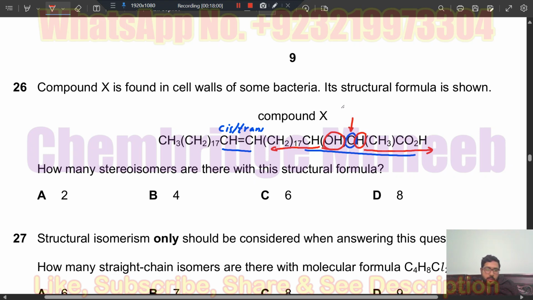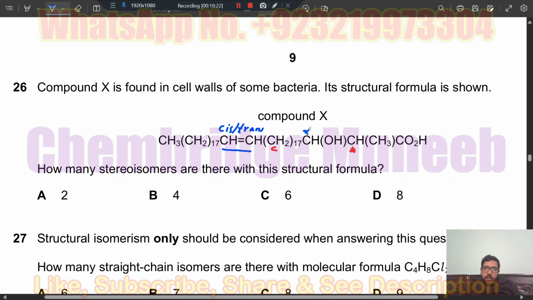So this can be considered to be the optical carbon. This is an optical, or we can say this is the asymmetric carbon here. This is an asymmetric carbon. Now we can find another asymmetric or chiral carbon, which is this one.